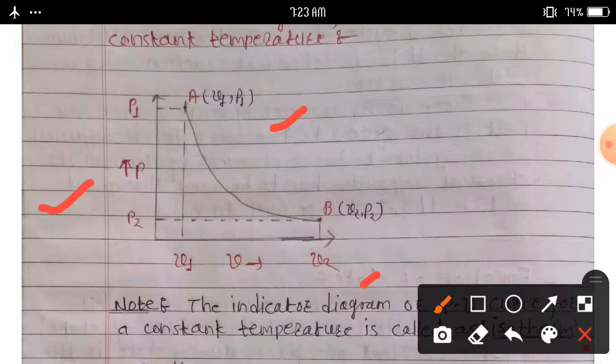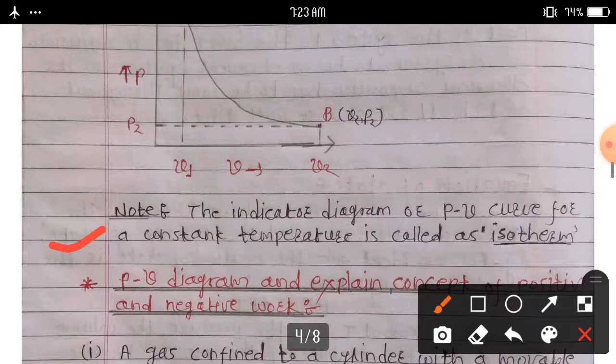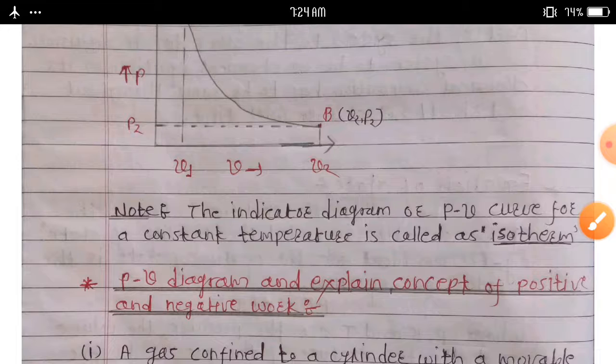The indicator diagram or PV curve for a constant temperature is called an isotherm. Okay. Then a question asked on this topic: what is a PV diagram? Draw an indicator diagram for an ideal gas at a constant temperature. What is this curve named as?